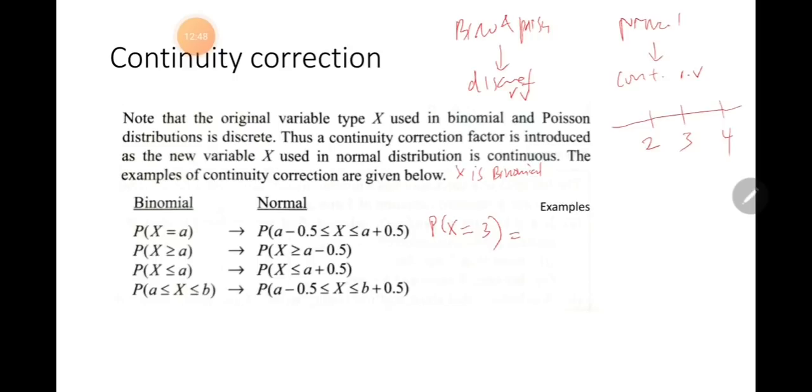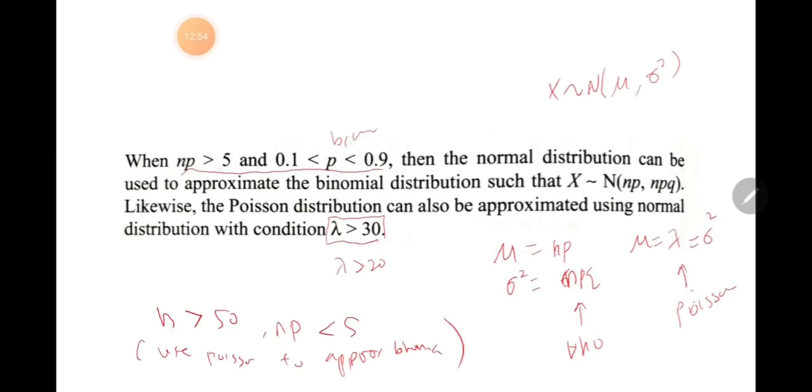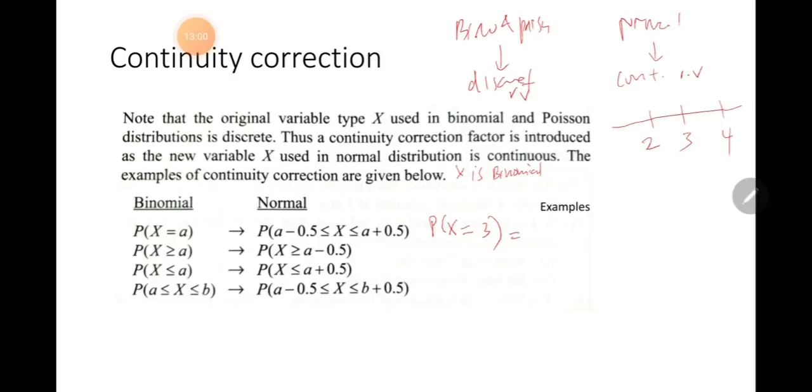So what you do is that if the conditions are met, np greater than 5 for binomial, and p in between 0.1 and 0.9, you can use the normal distribution to approximate your binomial probability. But before that you need to do a continuity correction. Because you want exactly 3, but in order for it to be continuous, you need to close the gap between 2 and 3.